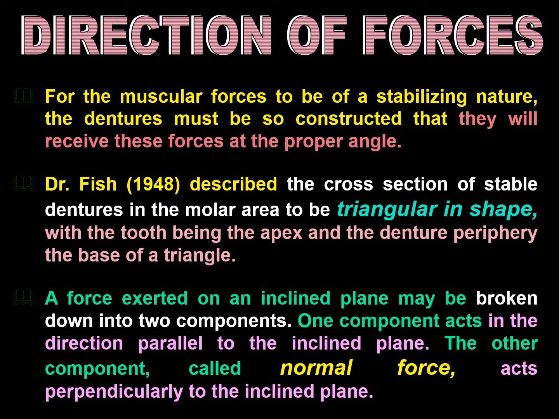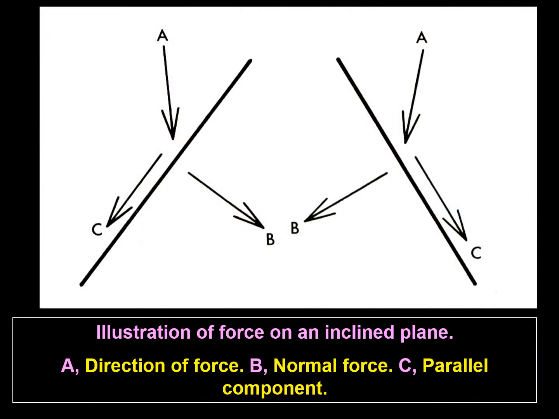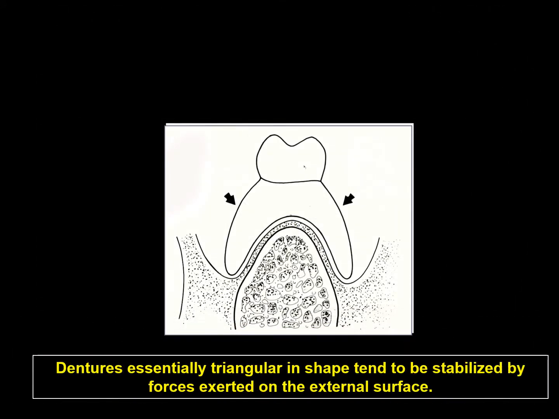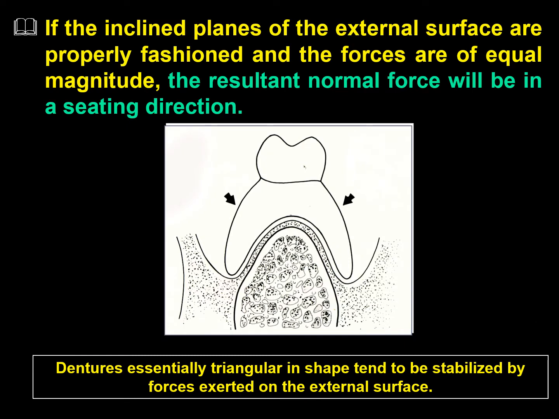A force exerted on an inclined plane may be broken down into two components. One component acts in the direction parallel to the inclined plane, and the other component, called the normal force, acts perpendicularly to the inclined plane. A is the direction of force, B is the normal force, and C is the parallel component. If the inclined planes of the external surface are properly fashioned and the forces are of equal magnitude, the resultant normal force will be in a seating direction.